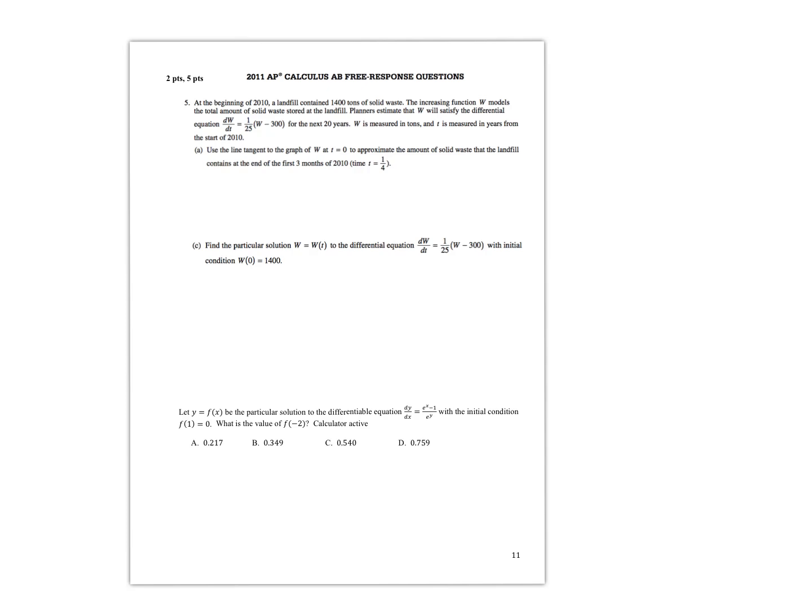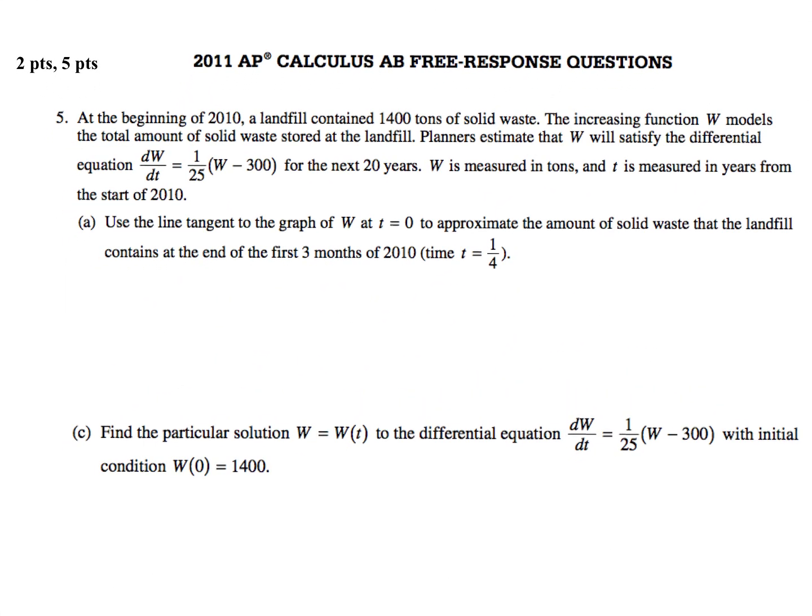So on page 11, we're talking about a landfill. Okay, so we have 1,400 tons of waste. That's a lot of waste. W is the total amount of waste stored at the landfill.